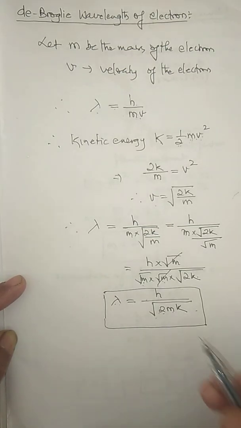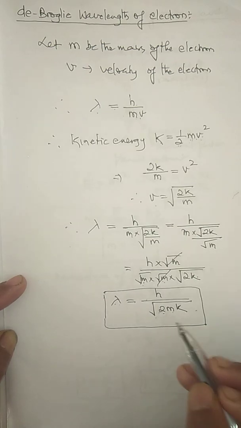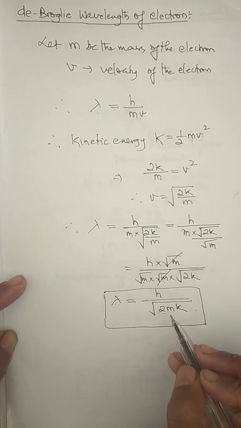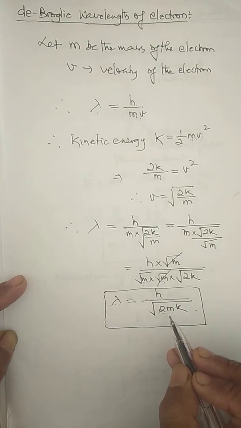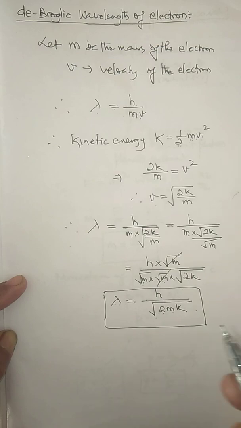Because the only thing that we need to keep in mind is, if you measure for electron, this m must be taken as the mass of electron. If you measure for proton, this m must be the mass of proton. If you measure for neutron, this m must be the mass of what? Neutron. Okay.